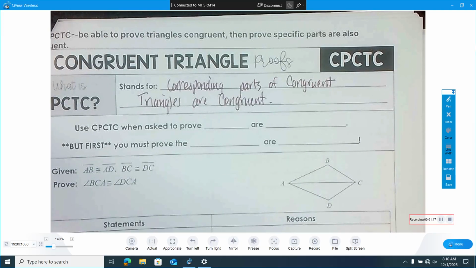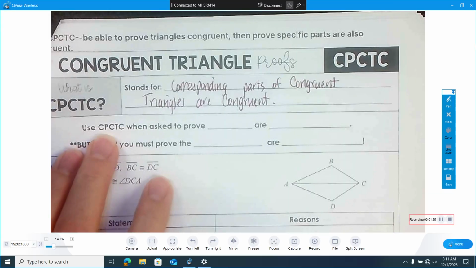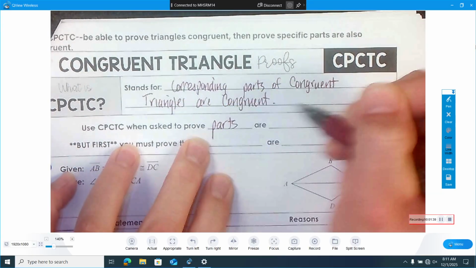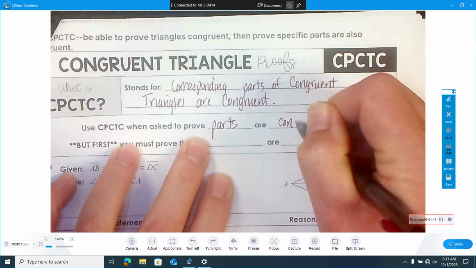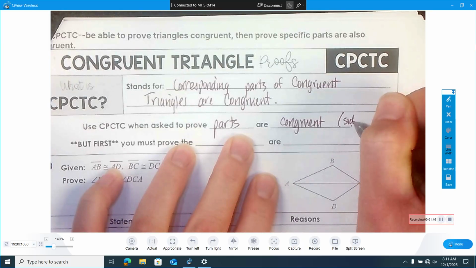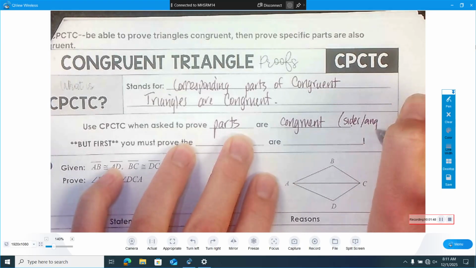So if we have congruent triangles, then I can pick a pair of sides, or I can pick a pair of angles and say that those are also congruent. Because if the triangles are congruent, then we know that there's three pairs of sides and three pairs of angles that are also congruent, okay? And so use CPCTC when asked to prove parts are congruent. And by parts, we mean any sides or angles.